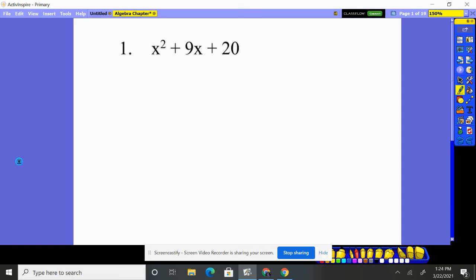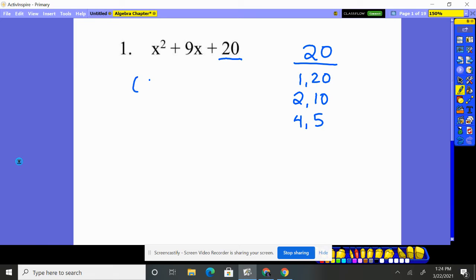First thing we're going to look at is the 20 here. What multiplies together to give us 20? 1 times 20 would be a possibility. 2 times 10 would create 20. 3 times nothing. 4 times 5, and that's it. So it's got to be one of these.